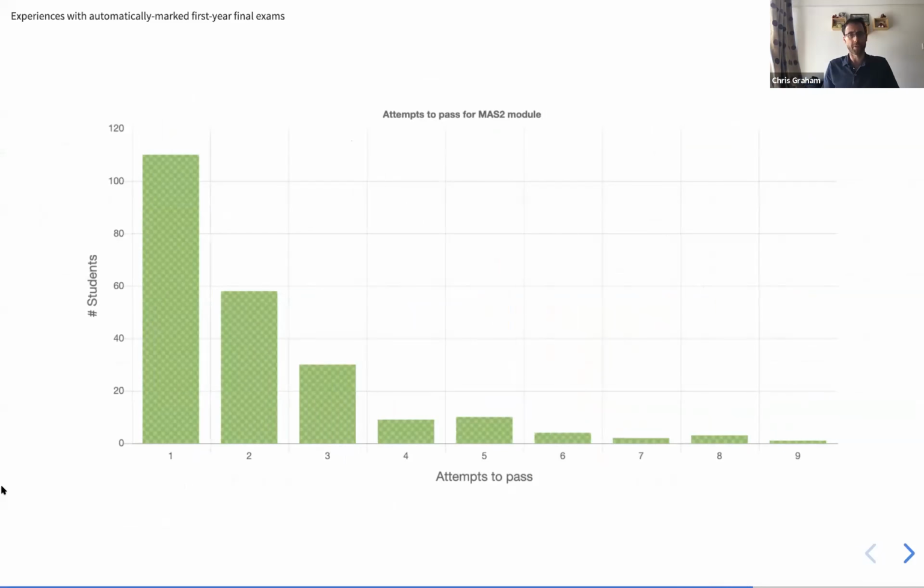This is the number of attempts students took on a particular module. So just less than half passed it first time, and then there's a sort of half-life thing going on with each attempt. Some taking many attempts to pass. I've sort of taken out here the trivial attempts where a student opened an attempt but didn't engage with it, just maybe to have a look at the questions.